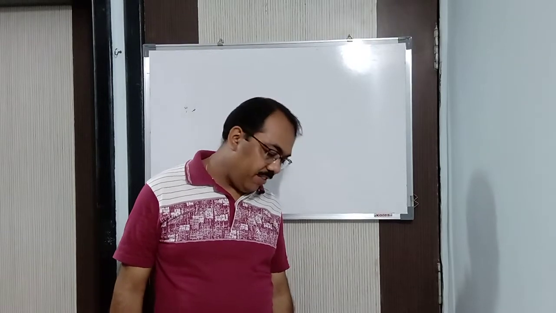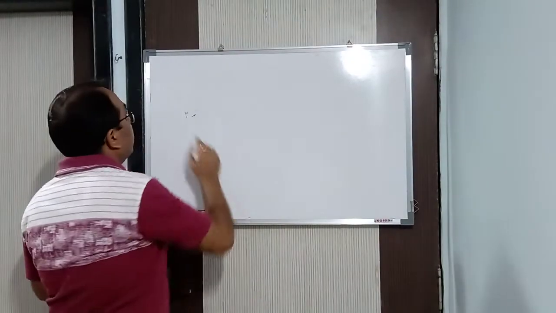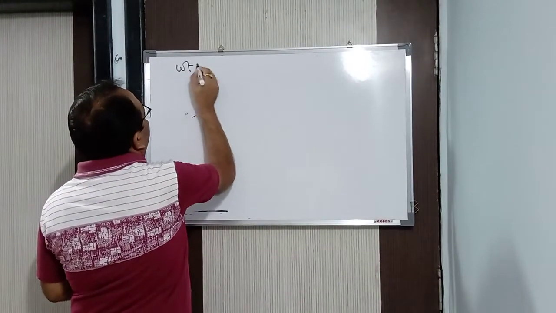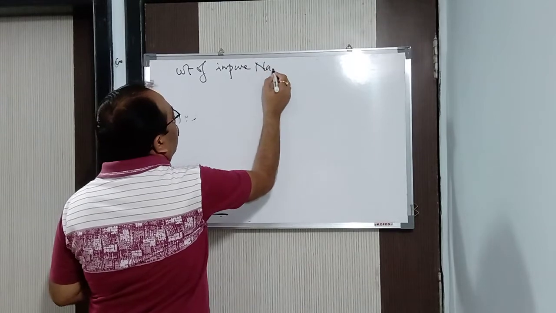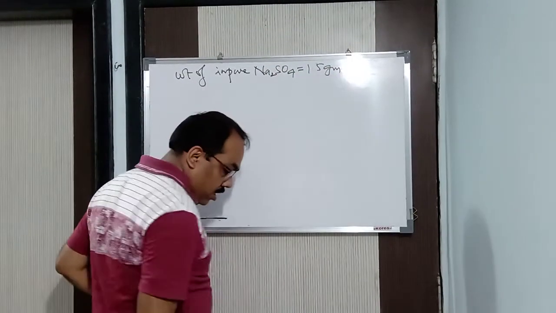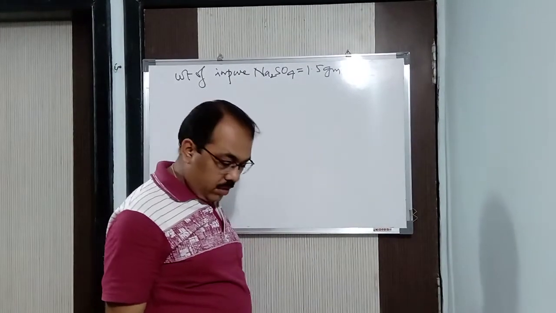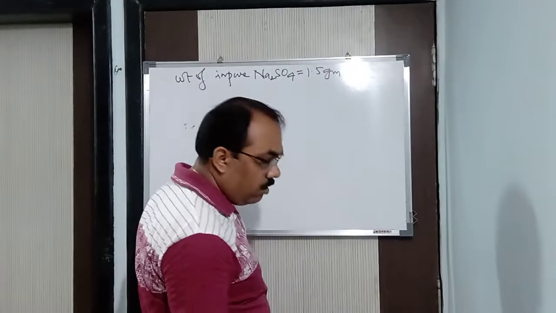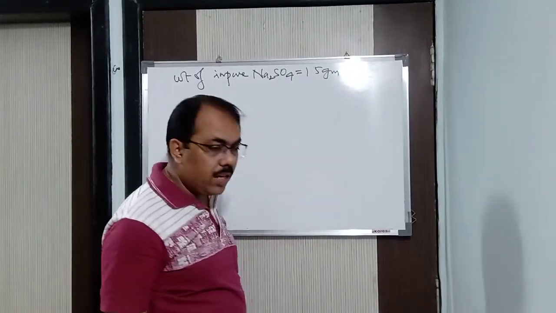1.5 gram of an impure sample of sodium sulfate. Let me also write weight of impure Na2SO4. 1.5 gram of an impure sample of sodium sulfate dissolved in water was treated with excess of barium chloride solution.